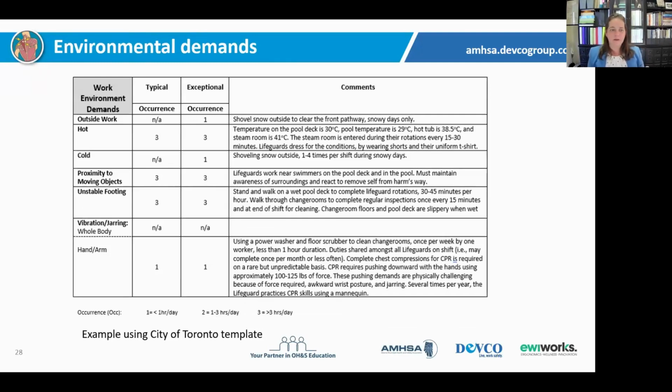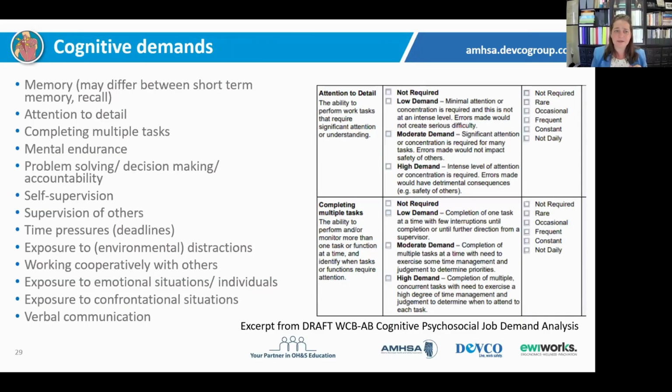A work environment. This example that I've pulled out here is from the City of Toronto template, which is widely used in many different organizations, not just municipalities, frequently in municipalities, but not always. But they've got things set out and divided very well for work environment demands, whether it's inside or outside. There's an occurrence rating, so spending less than 1 hour a day, spending 1 to 3 hours a day, spending more than 3 hours a day. There's no intensity rating with this. It's just kind of, is it present or is it not present? And there's an opportunity for comments here.